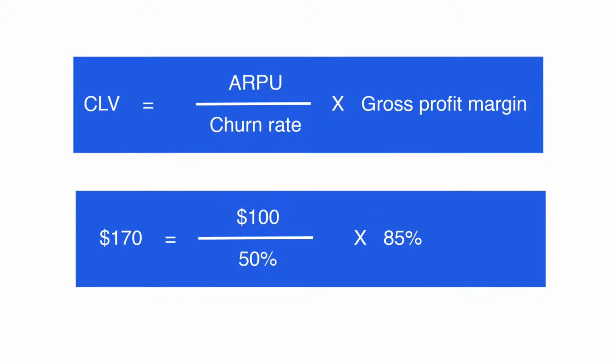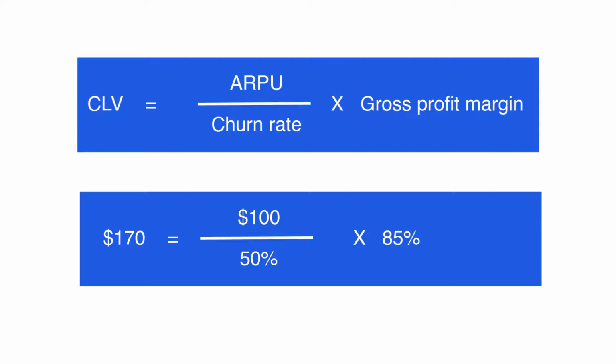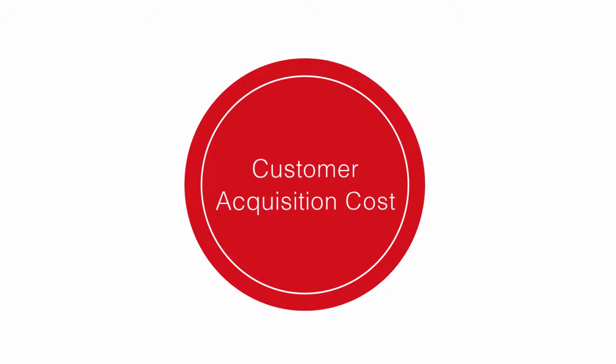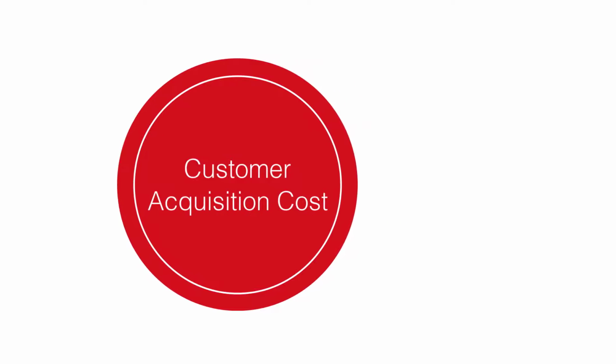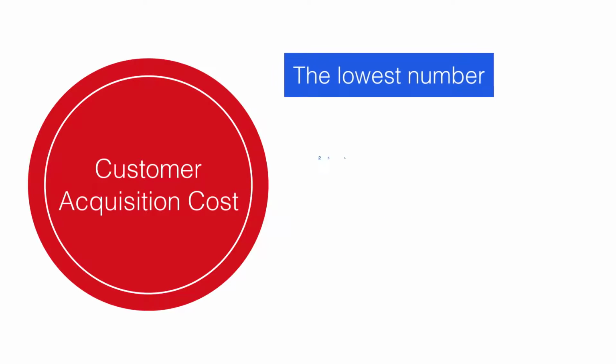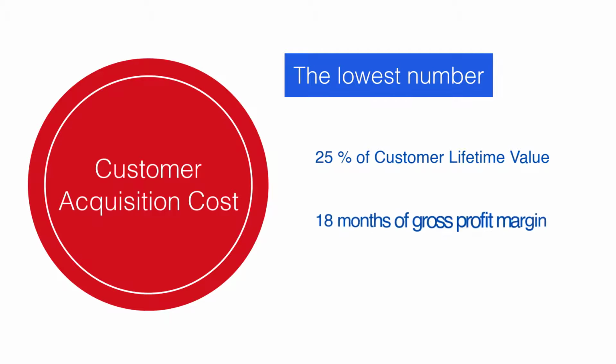If you have this ARPU and churn rate, with an 85% gross profit margin, which is the common profit margin for leading SaaS companies, then you have a CLV of $170 per customer for mice. The last number that we are going to calculate is the acceptable CAC for this customer segment. According to the industry benchmark formula for calculating CAC, you need to take the lowest number, either 25% of your customer lifetime value, or 18 months of your gross profit margin.